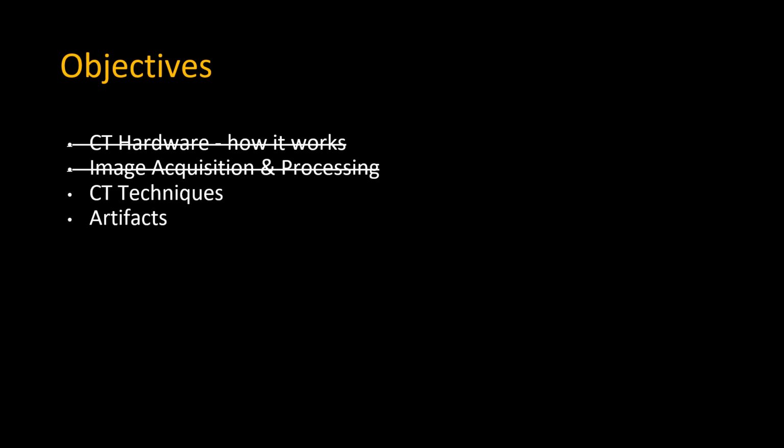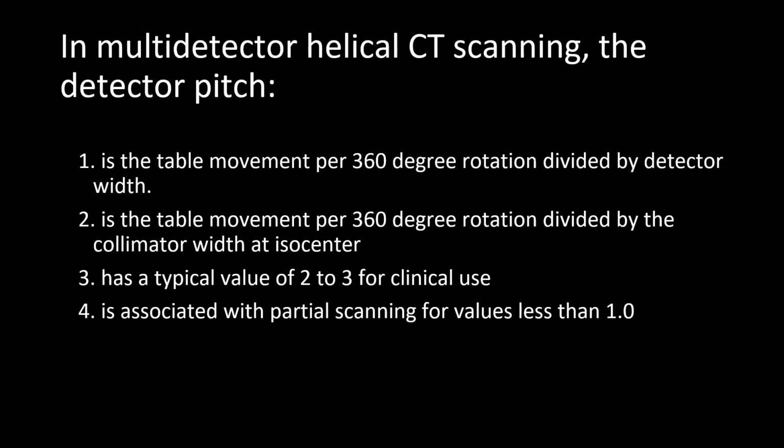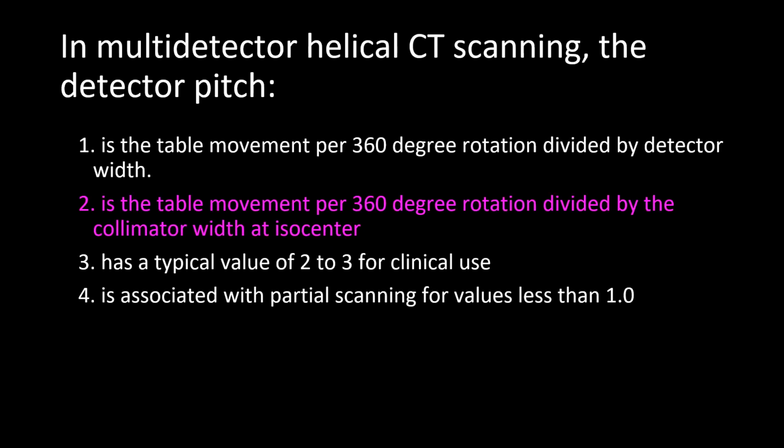Our next topic is CT techniques. And here's a question. In multi-detector helical CT scanning, the detector pitch, 1, is the table movements per 360-degree rotation divided by detector width. 2 is the table movement per 360-degree rotation divided by the collimator width at isocenter. 3 has a typical value of 2 to 3 for clinical use, or 4 is associated with partial scanning for values less than 1. Our answer is 2. It's the table movement per 360-degree rotation divided by the collimator width at isocenter.